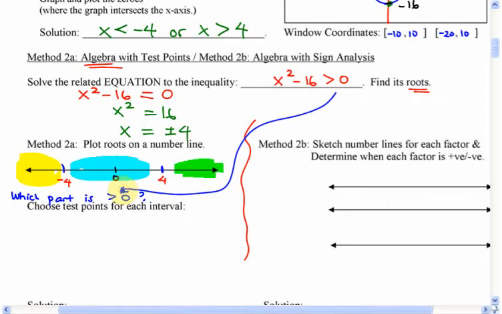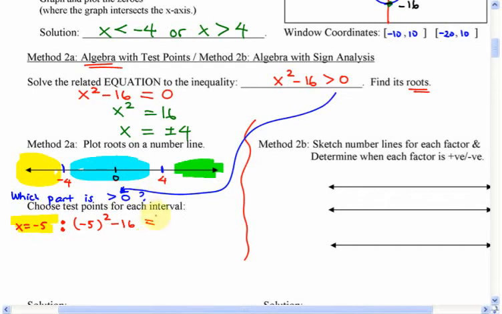Now, how can I tell which part is actually bigger than 0? Plug it in. Sure, we're going to plug in stuff. So I say choose what I call test points for each interval. So for the interval in yellow, which test point should I choose? Okay, don't choose negative 4 because it's right on the border. Don't choose the number that's right on the border. So choose something to the left of negative 4. Sure. So let's test out negative 5. And when I ask you to test it out, we're putting it back into the original equation of x squared minus 16. So negative 5 squared take away 16. Somebody calculate that for me.